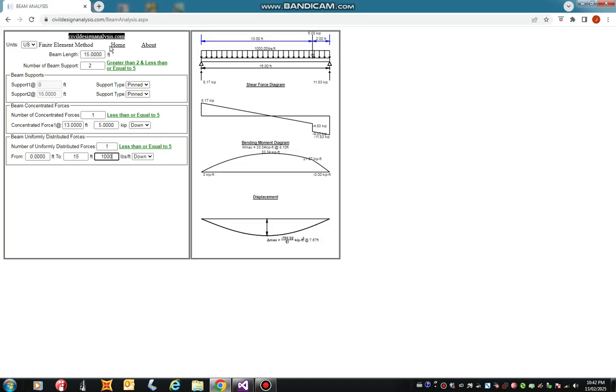I want to tell you that civildesignanalysis.com is based on the finite element method. It's the only website you can see that is based on the finite element method. That's the reason it is so flexible, allowing all these things to happen with the different supports, different loading conditions and locations, and the uniformly distributed load. You can combine these, and look at the maximum, which is where the shear is 0.